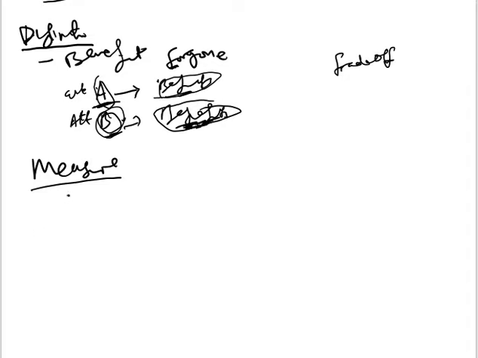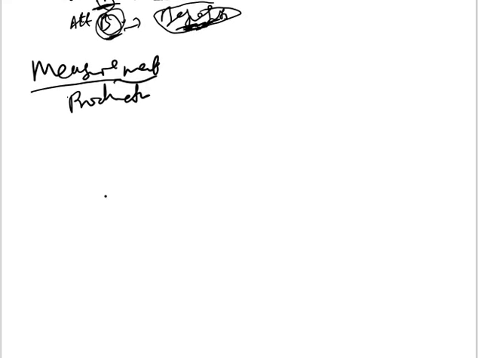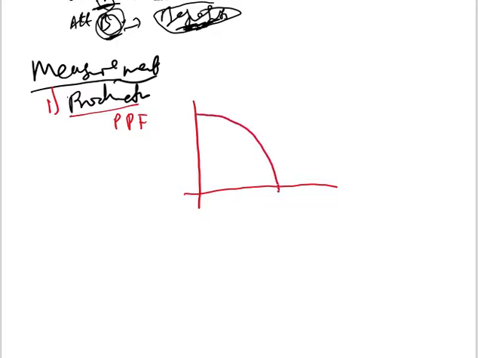But let's look at how we measure opportunity cost in, let's say, production. For us to understand, you need to recall the PPF. We'll start with the production. So remember the production possibility curve. This shows the maximum production possibility between two goods, let's say X and Y.